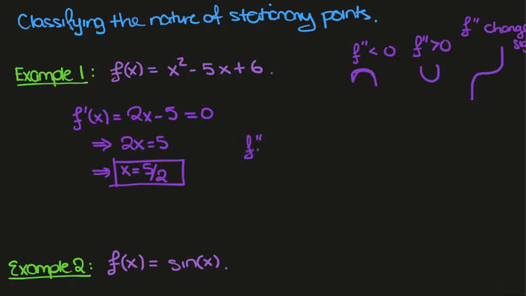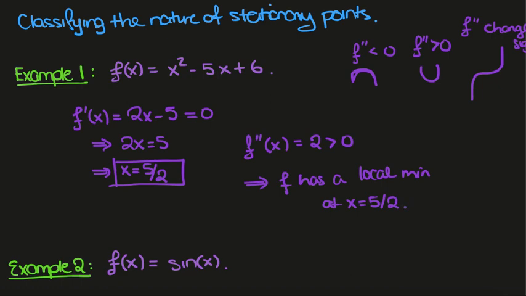So we calculate the second derivative. So we differentiate 2x minus 5. That will be 2. And since that is positive everywhere, it tells us that f has a local min at x equals 5 on 2.